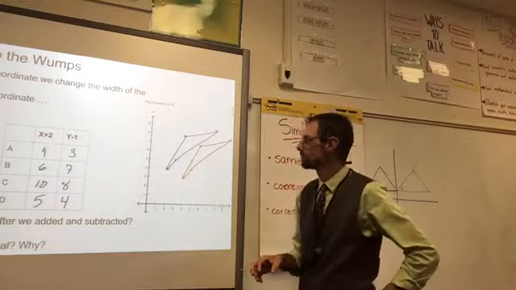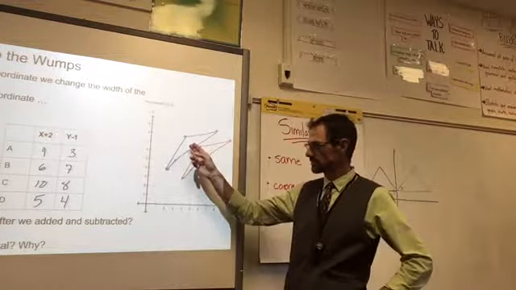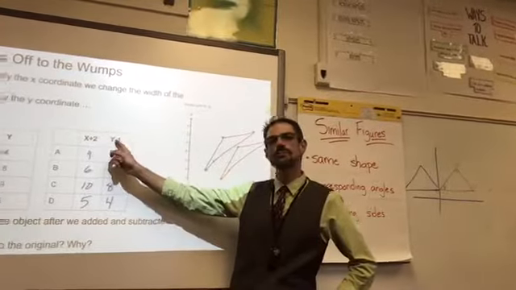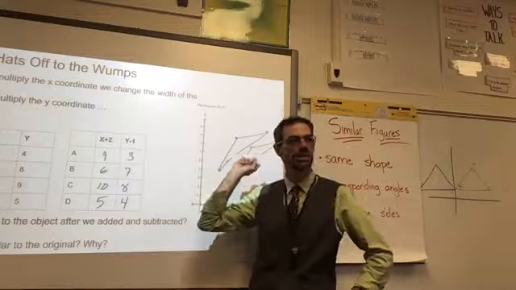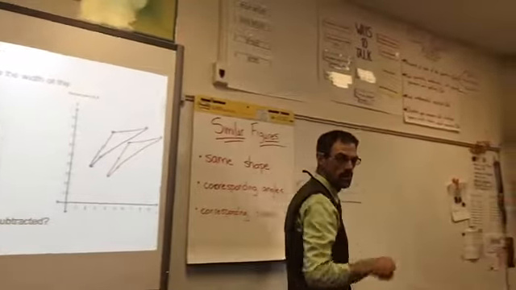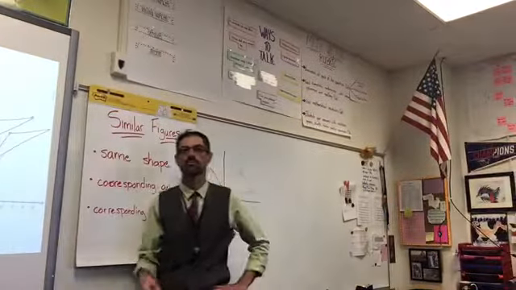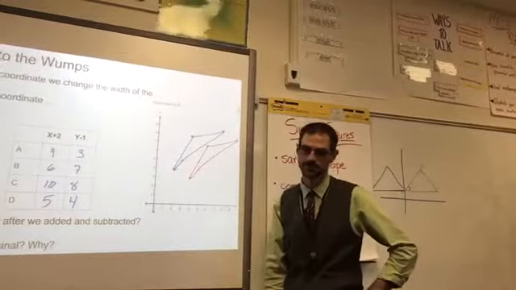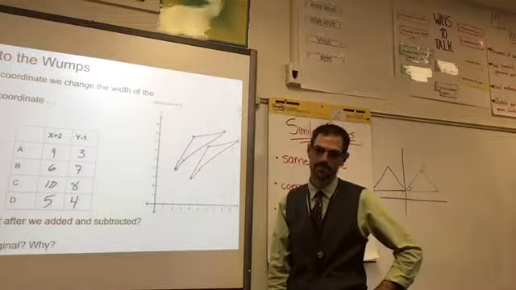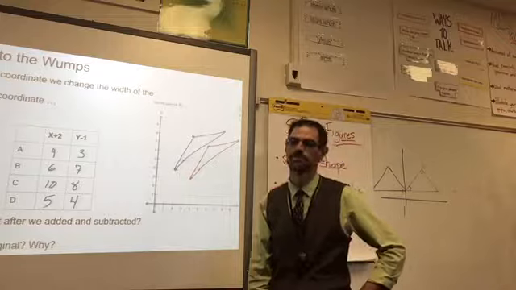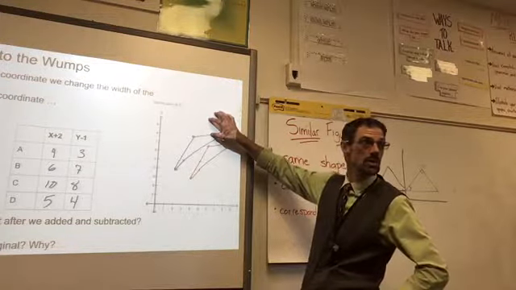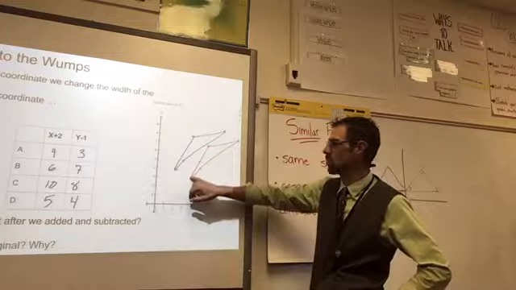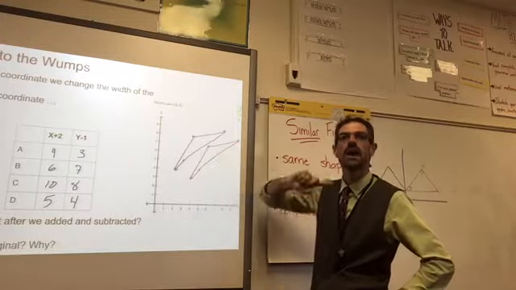Okay? So, if I was to add 5 instead of subtract 1, what would happen to the red? It would go up. You say it would go up. Why? Because you're adding on the y-axis, and the y-axis is like height. So it's just going to move it up, right? Shape's not going to change. It's just going to go up. Every single one of these points is going to be 5 points higher.